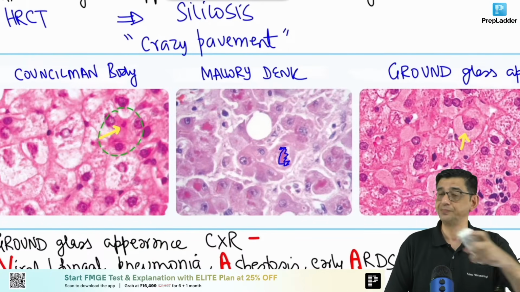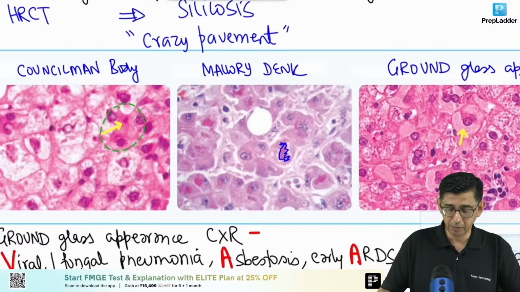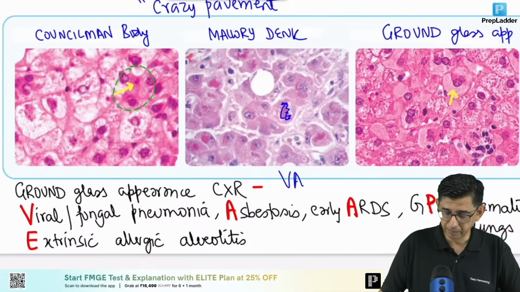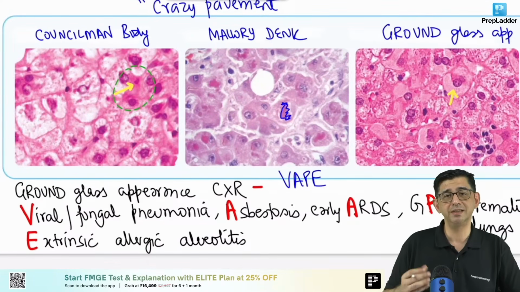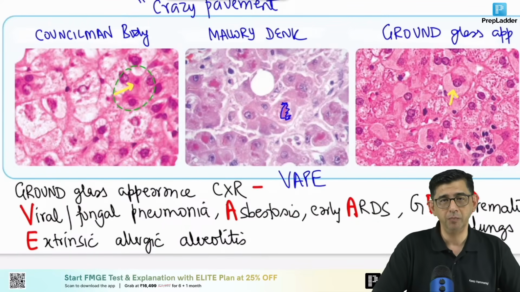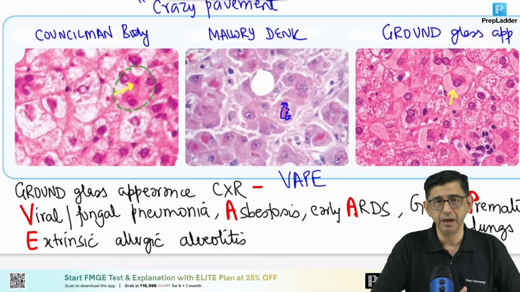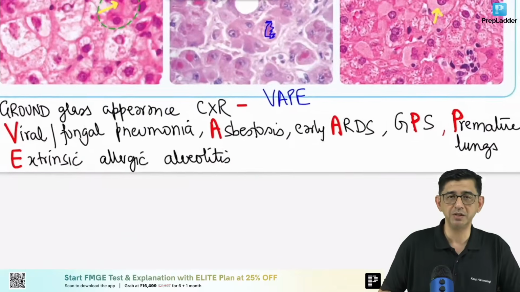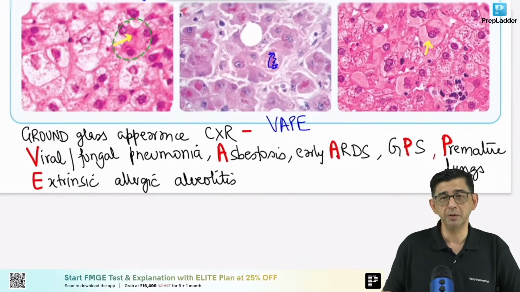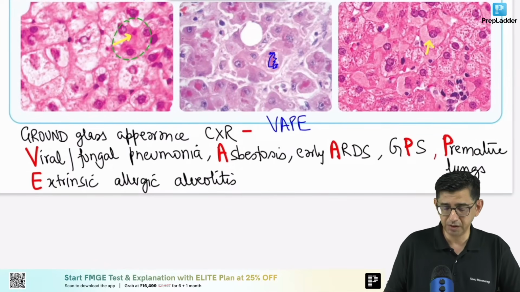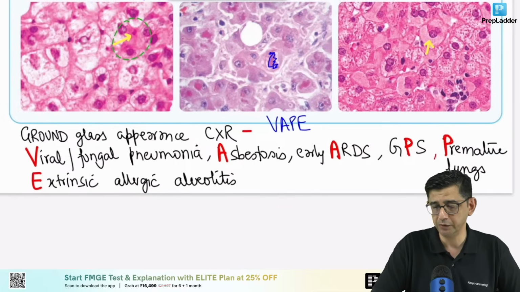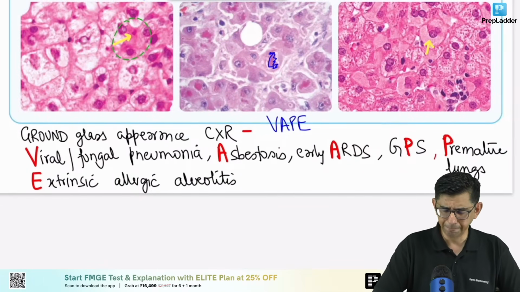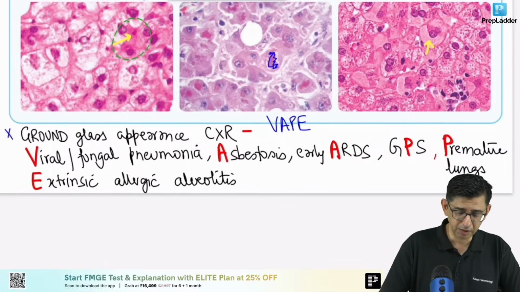Additional point, ground glass appearance on X-ray can be seen with VAPE. I mean, people do use those electronic cigarettes and vaping nowadays and harm their lungs. But for doctors, the VAPE is viral pneumonia, fungal pneumonia. Viral would be like COVID-19, fungal would be Pneumocystis jirovecii. A is asbestosis, then early ARDS, Goodpasture syndrome, premature lungs. Premature lungs is hyaline membrane disease, and extrinsic allergic alveolitis, that is hypersensitivity pneumonitis. So yep, this is ground glass appearance on a chest X-ray.